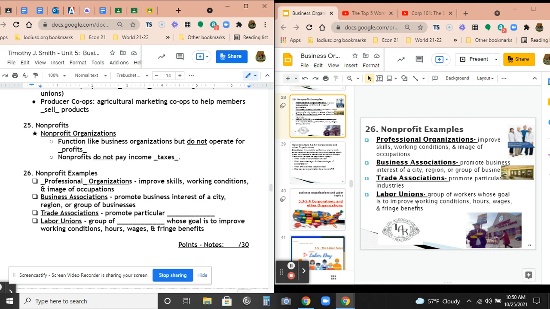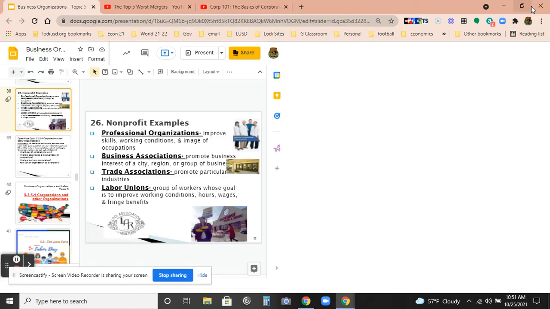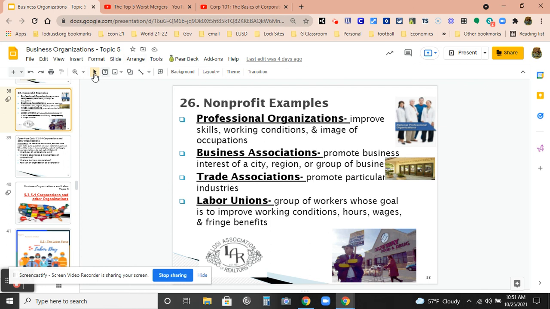Trade unions. These are groups of workers whose main goal is to improve working conditions, hours, wages in a particular sector. Teachers have a union. Truck drivers have a union. I think that's the Teamsters. And you're supposed to respect the union by not trying to bargain on your own for improvement in any of these positions. A group of workers whose goal is to improve working conditions, hours, wages, and fringe benefits. Let's look at the visual, and then I think we got the next quiz, and we'll call it a wrap on this video.